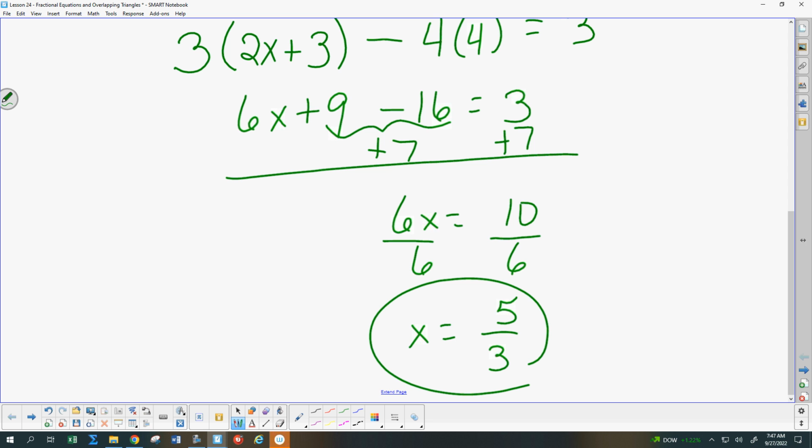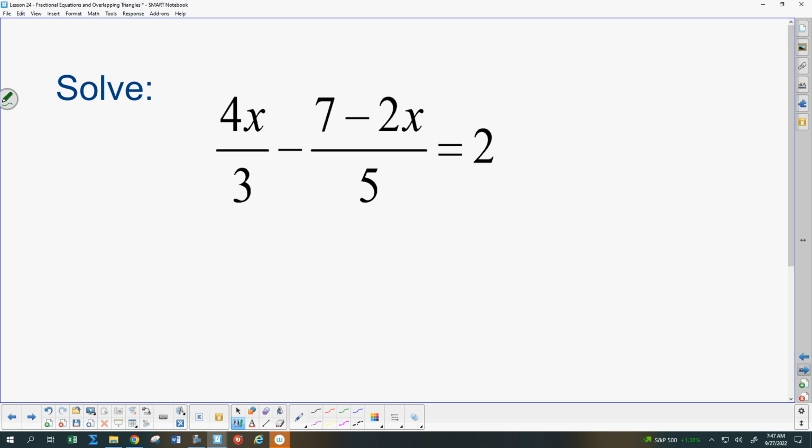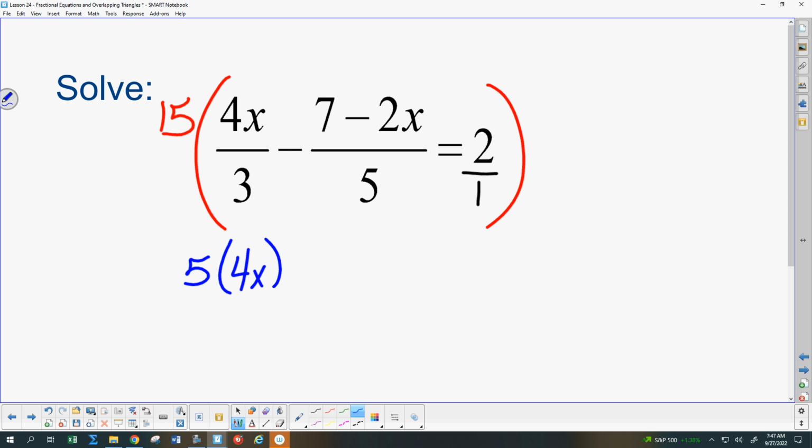Thumbs up or down for that example. Okay, next one. So this invisible denominator is a 1. So what do I need to multiply this problem by? Need to multiply this one by 15. When I do that, 15 over 3 is how much? 5, that gets multiplied by the original numerator.